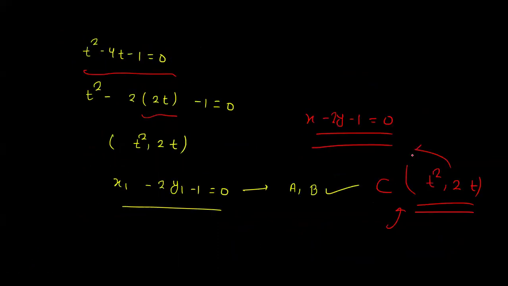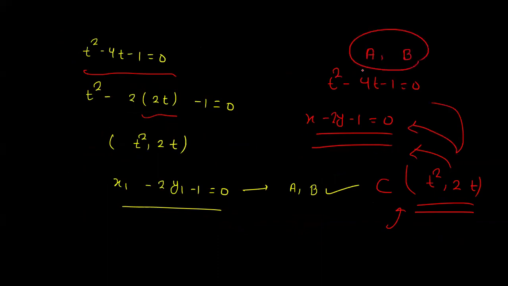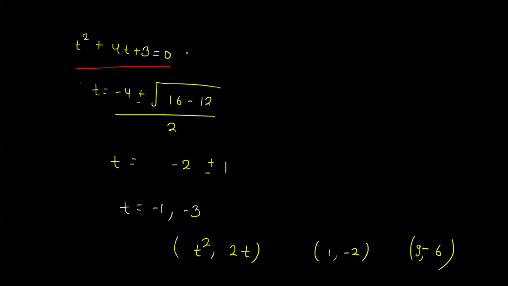So if you put this coordinate here, it is t square minus 4t minus 1 is equal to 0. So this is lying on this line, not the parabola. So these correspond to the points A and B. But we have to find the coordinate of C. So we have to equate the other factor to be 0.